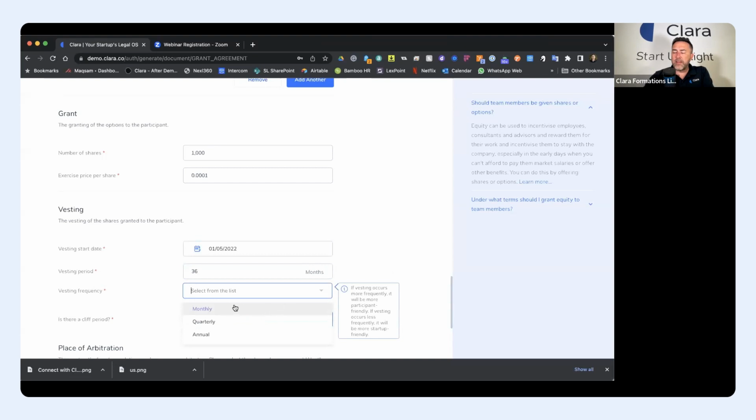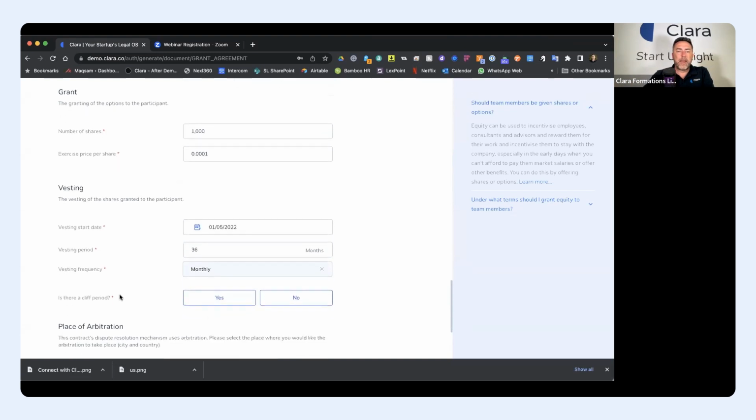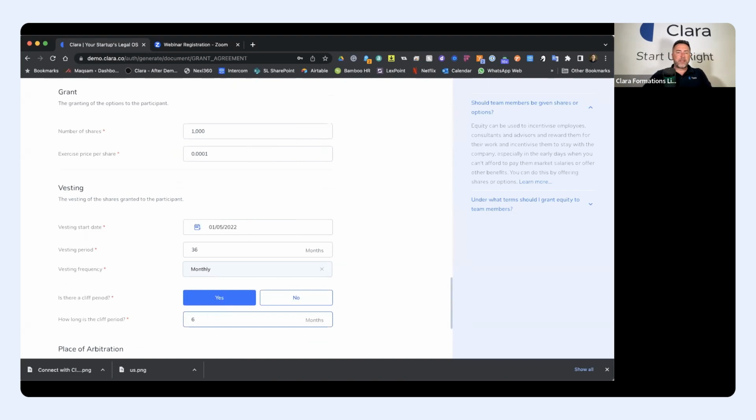The key thing with monthly is that obviously it breaks it down and accrues it slowly over the year. Annually obviously means that it's a bit like paying a bonus in a corporate environment, where once that bonus is paid, a big lump sum exercise will trigger at a particular time. So really up to you. Probably the most common one's monthly. Now, is there a cliff? Let's just say that there is a cliff and the cliff is going to be 6 months.